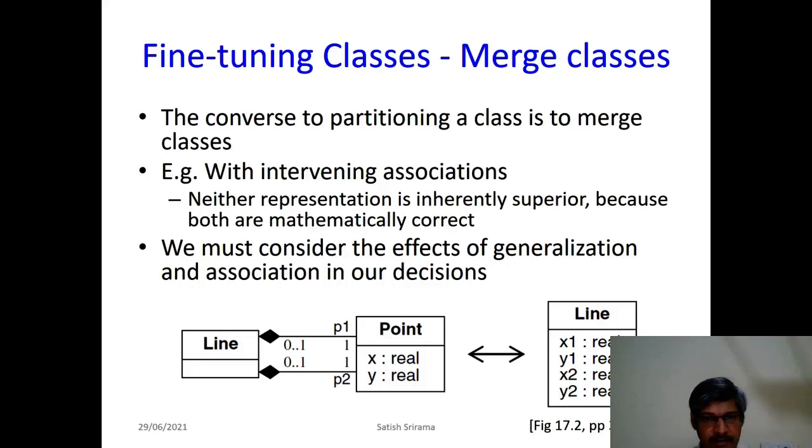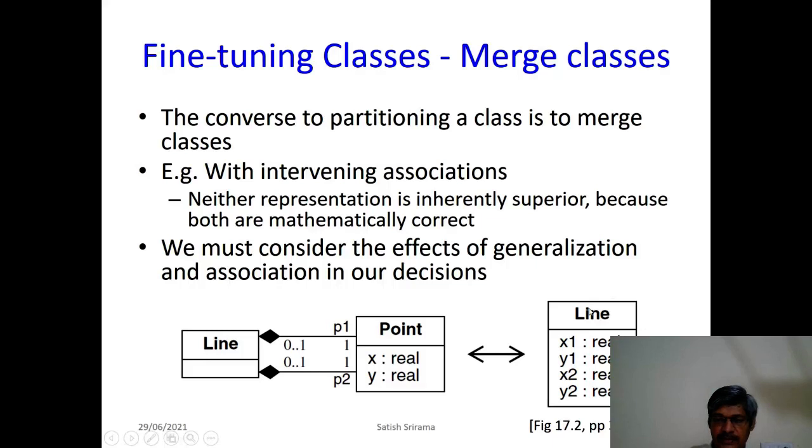Say for example, think about this case. Here is a line class, which is actually a composition of 2 point classes. Point 1 and point 2, from where the line is there. Line is from point 1 to point 2. You can actually represent it in the first form, with the line being one class which is composing 2 points, where x and y are real numbers.